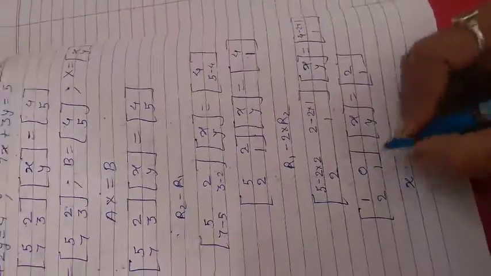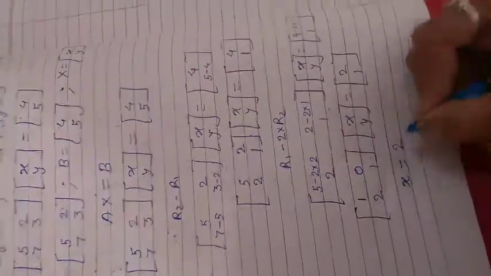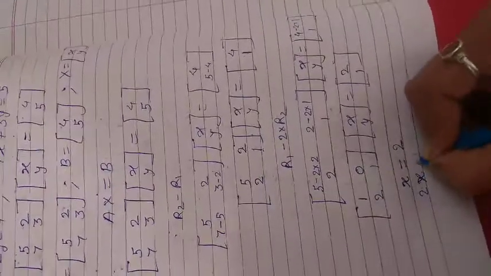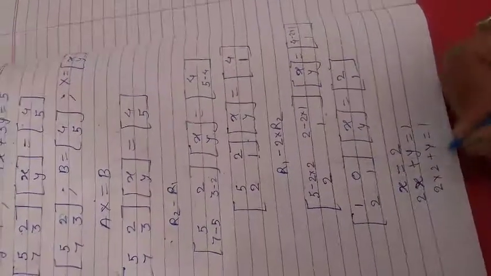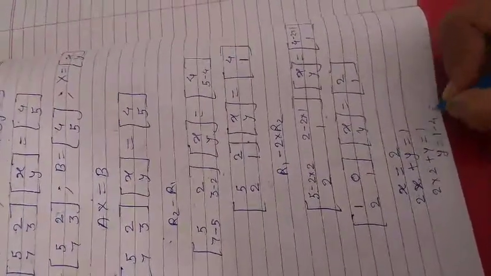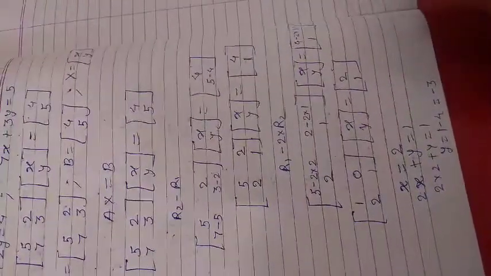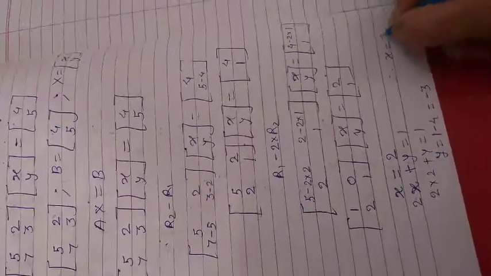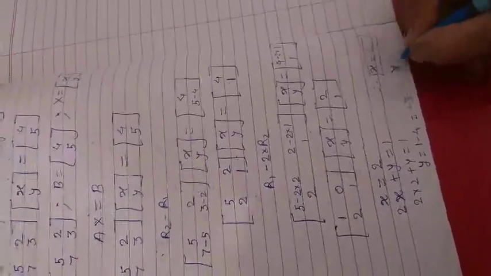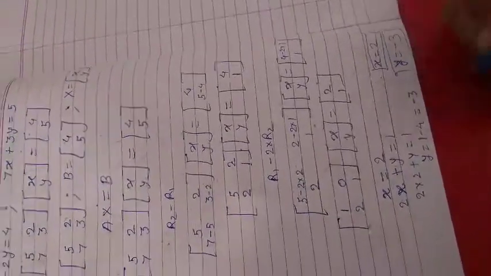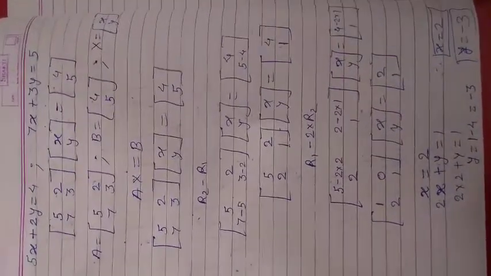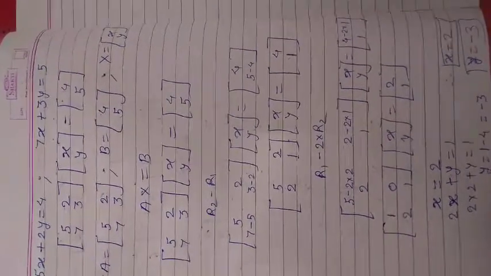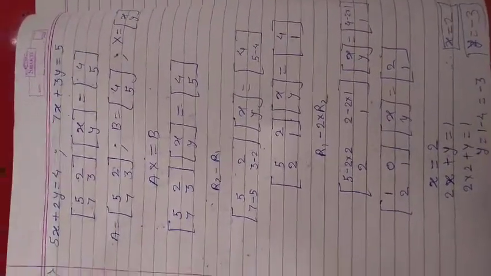Now we've got one variable 0. So therefore x is equal to 2 and 2x plus y is equal to 1. So 2 into 2 plus y is equal to 1. So y is equal to 1 minus 4. So y is equal to minus 3. So therefore x is equal to 2 and y is equal to minus 3. So these are the values of x and y by the reduction method. Now in the next video lecture we will see the word problem.